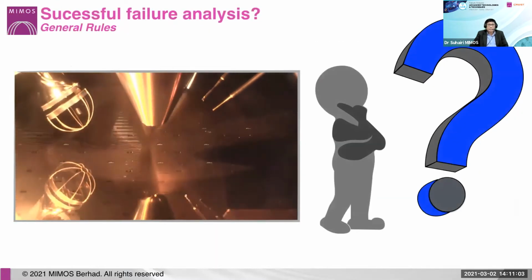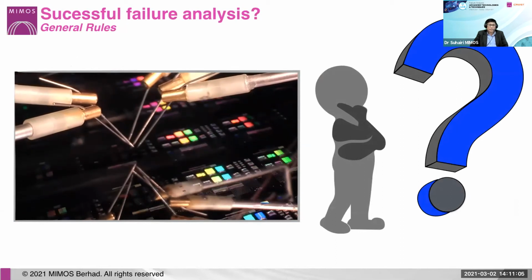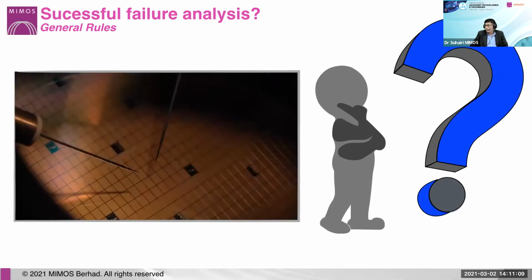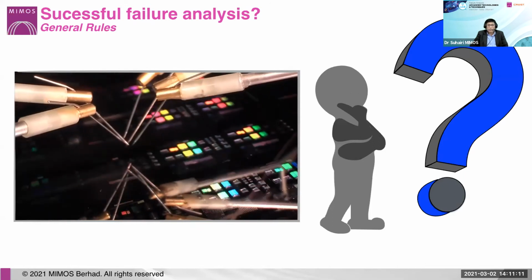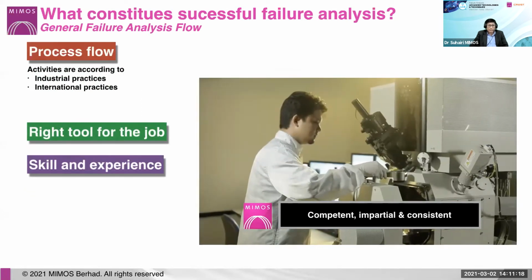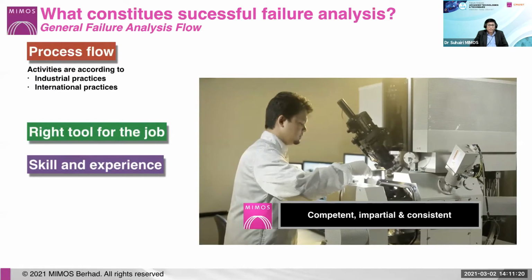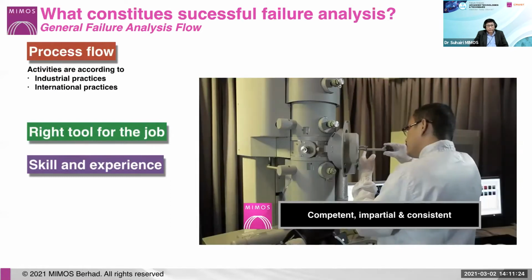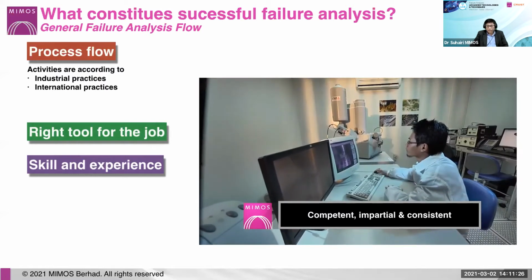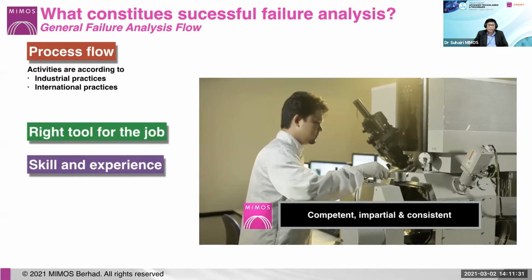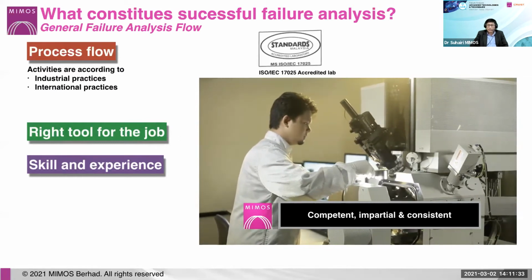Now, let us come back to our earlier question of what constitutes a successful failure analysis. From our point of view, among the most important aspects of it is the process flow itself, which should conform to standard and quality practices. In our case, as I mentioned earlier, our processes are strictly governed by a quality management system, which ensures our processes are systematic and consistent.